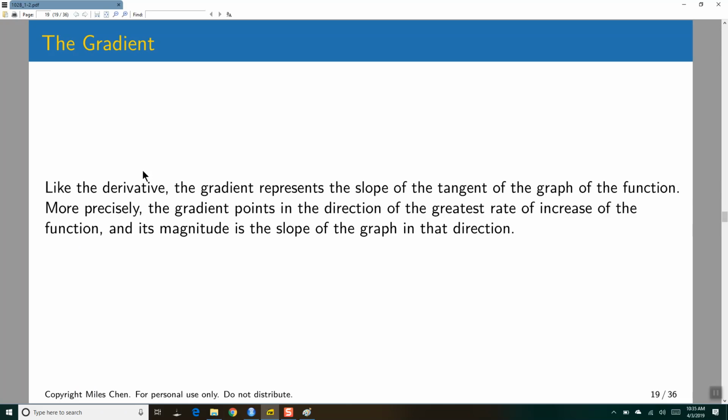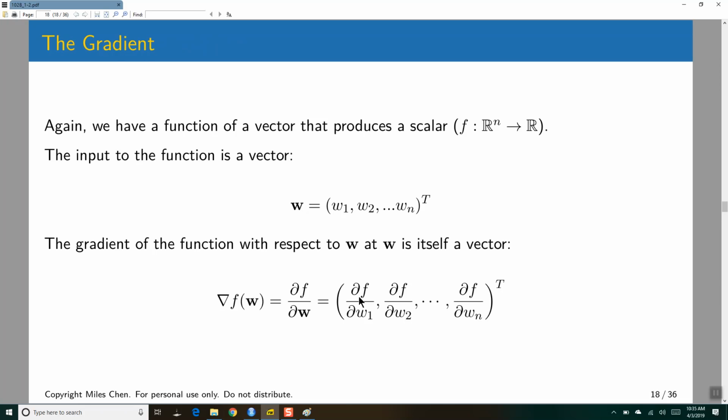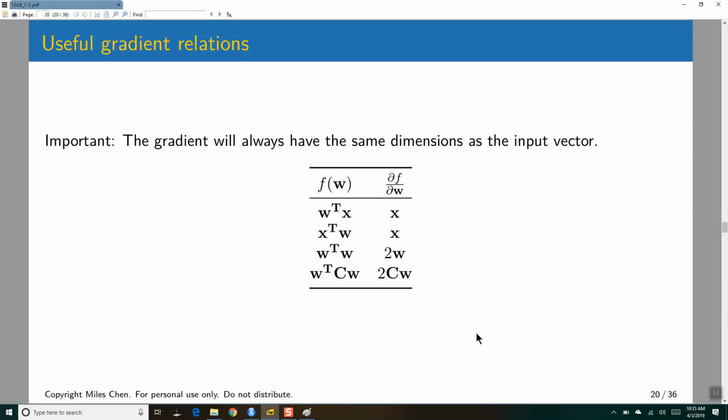All right, and so this is just a note about the gradient, and this will become very important later as we start avoiding trying to solve equations. Like the derivative, the gradient represents the slope of the tangent of the graph of the function, and more precisely, the gradient points in the direction of the greatest rate of increase of the function. And its magnitude is the slope of the graph in that direction. So anyway, the gradients will be vectors themselves.